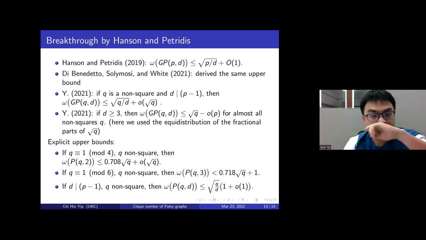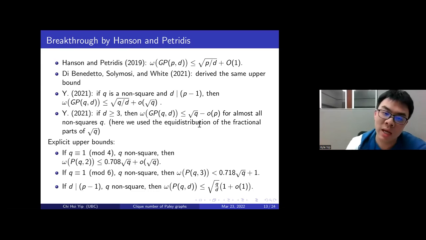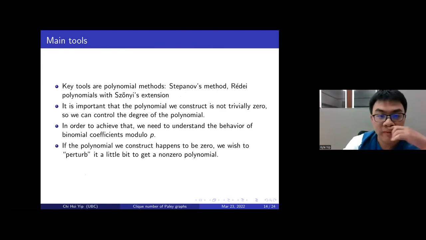Okay, so next I will try to mention some basic idea of the proof of this kind of result. And the main tool for this kind of result is the polynomial method. I think recently there were many breakthroughs in combinatorics which are based on the polynomial method.